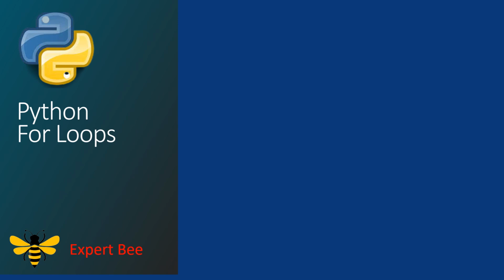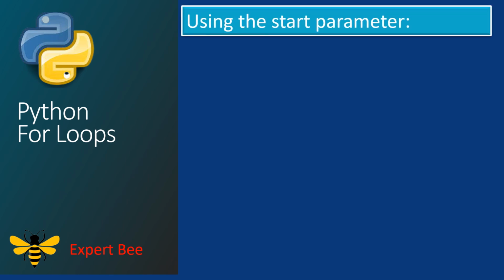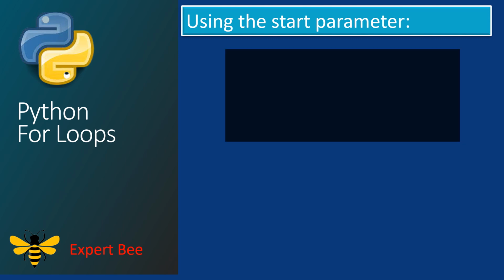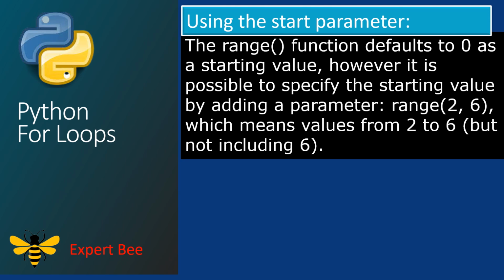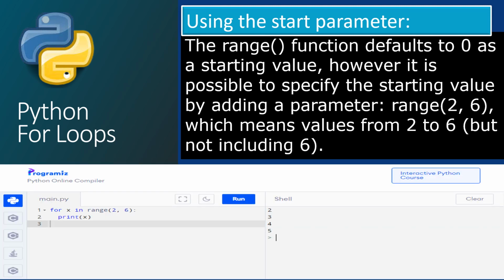Now we will see how to use a for loop with the range function using the start parameter. The range function defaults to 0 as the starting value. However, it is possible to specify the starting value by adding a parameter. For example, range(2, 6), which means values from 2 to 6 but not including 6. We'll use the online compiler to print numbers from 2 to 5. We'll type for x in range(2, 6): print(x).